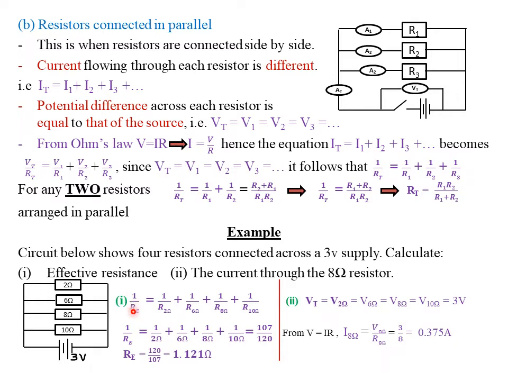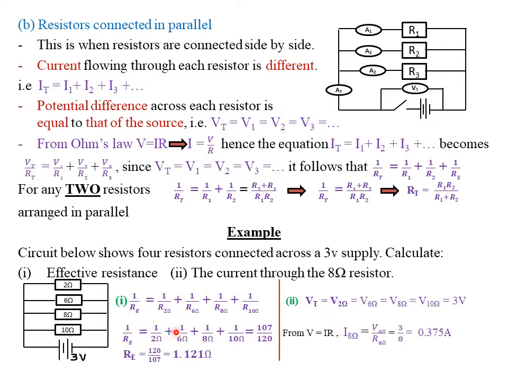Therefore, 1 over R effective shall be 1 over the resistance through the 2 ohm resistor, plus the reciprocal of the resistance through the 6 ohm resistor, plus the reciprocal of the resistance through the 8 ohm resistor, plus the resistance through the 10 ohm resistor. Therefore, 1 over R effective is equal to 1 over 2 ohm, the resistance of the first resistor, plus 1 over 6 ohm, the second resistor, plus 1 over 8 ohm, the third resistor, plus 1 over 10 ohm, the fourth resistor.